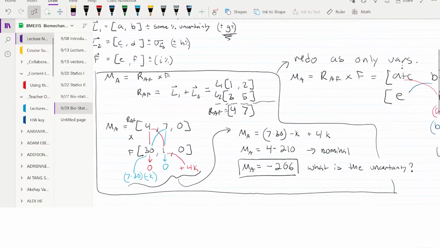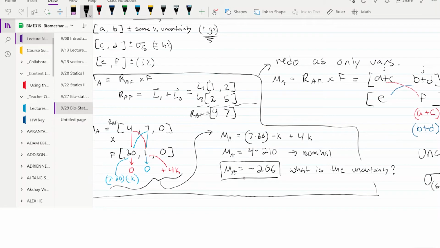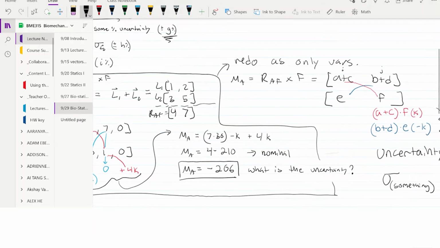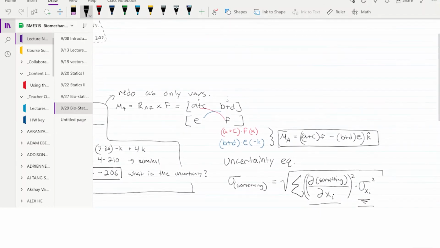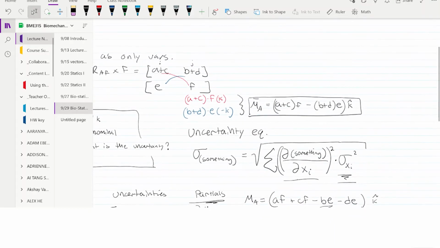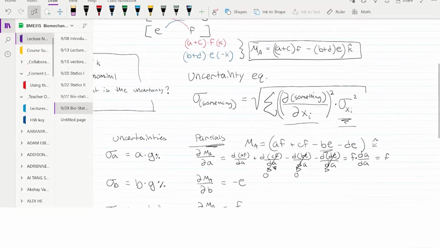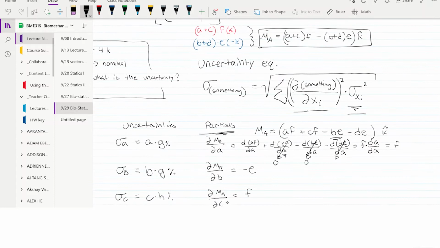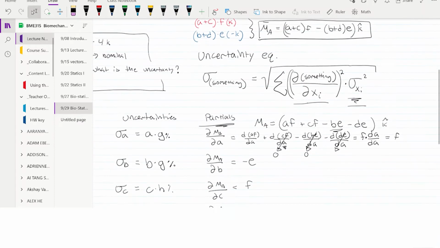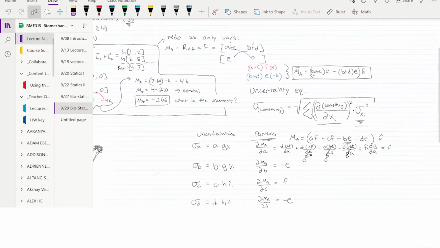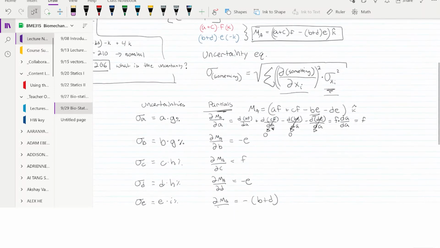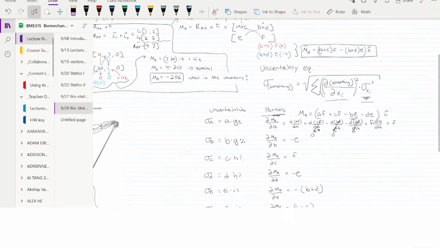Often I'm going to ask you to just find the nominal term. So it says MA is negative 206. And then you'll have to do all of your math in variable terms, and then find the uncertainty through these partials, right? Okay, so I'm never going to ask you to do difficult partials. It's always going to be pretty easy stuff.